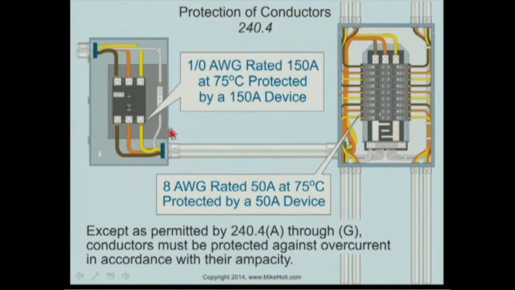What do we have here? 1/0 wire. I guess it's 75 degrees C in table 310.16. It must be rated 150 amps. I put it on a 150 amp breaker. I comply with the rule. I protect that wire at its ampacity.